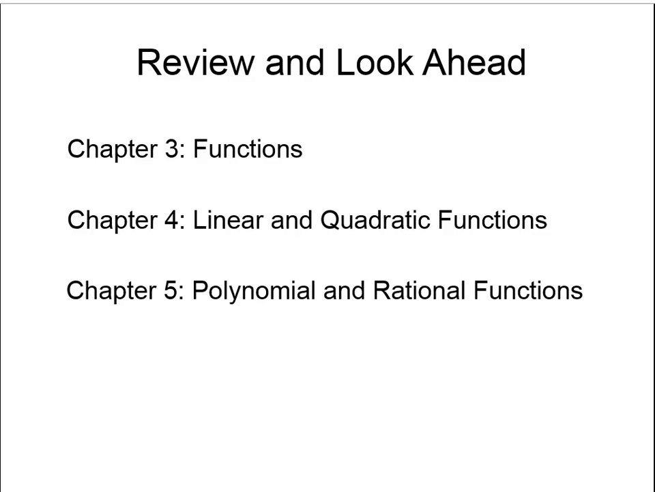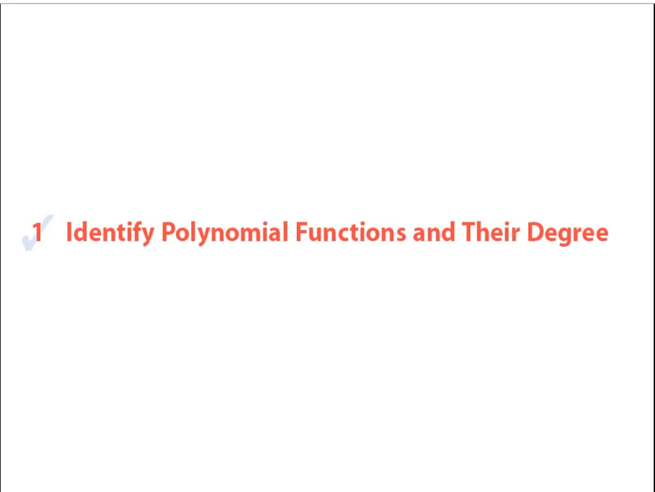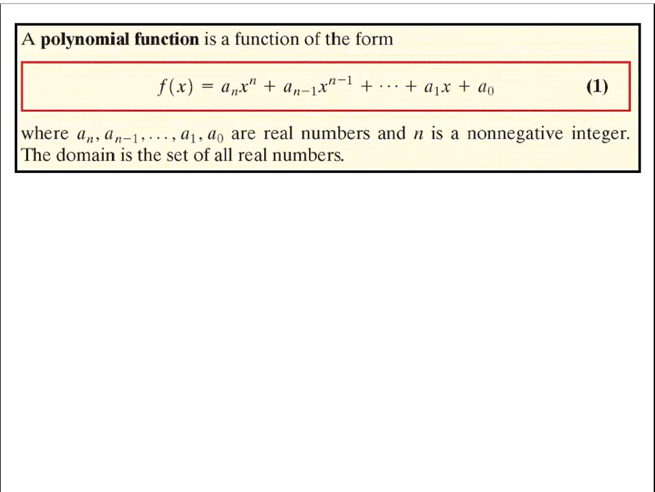In Chapter 5, we're going to take a look at polynomial functions. That's what we'll do right now in 5.1. And then we're going to take a look at rational functions. Again, we'll look at the applications and some word problems that those classes of functions apply to. And then in Chapter 6, we'll wrap all of this up by looking at exponential and logarithmic functions. So to begin 5.1, the first thing we want to talk about is identifying the form of a polynomial function.